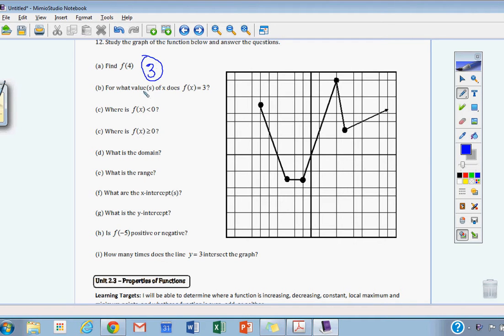Okay? And then this is saying for what values of x does the function actually equal 3? So now we go up to 1, 2, 3, which is right here, right? And we see right there, and right there, we have different x values where y is equaling 3. 3 of them actually. So if you look very carefully on yours, you'll see -5, 1, and 4. Those are the 3 values where y is equal to 3.